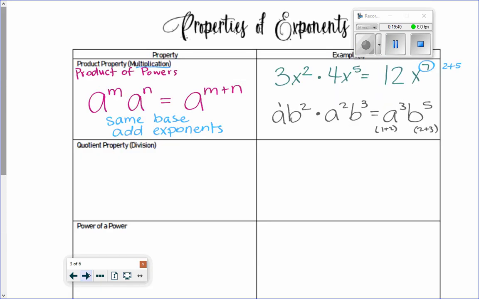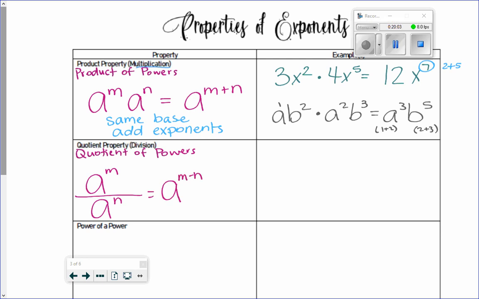Okay, the quotient property, also called quotient of powers on your star chart, states that a base raised to the power of m divided by that same base raised to the power of n would equal that same base to the power of m minus n, meaning as long as they're the same base, if we're dividing, we're going to subtract those exponents.